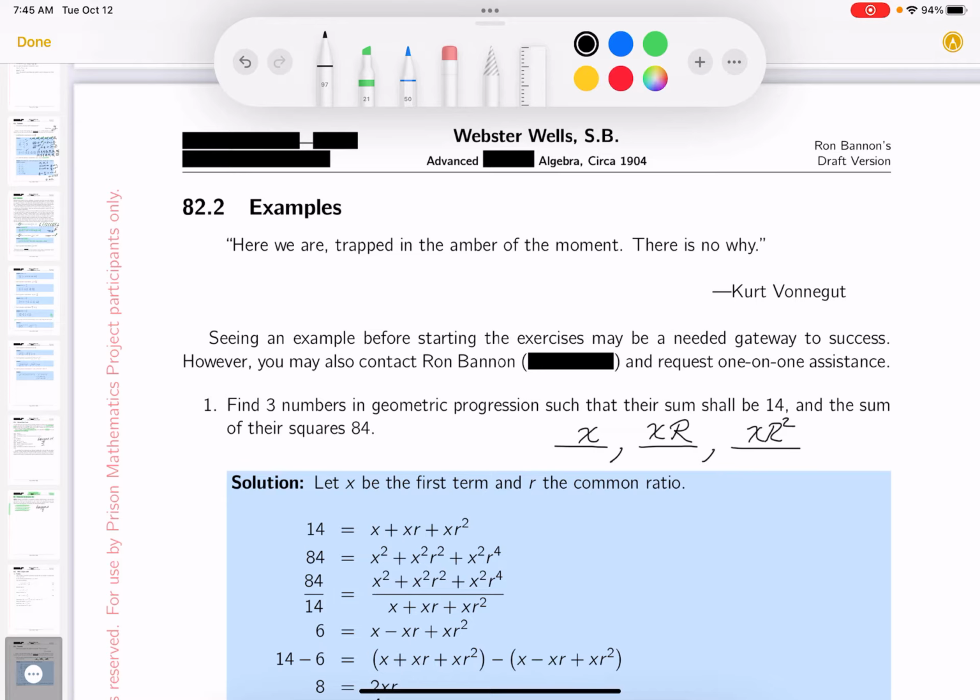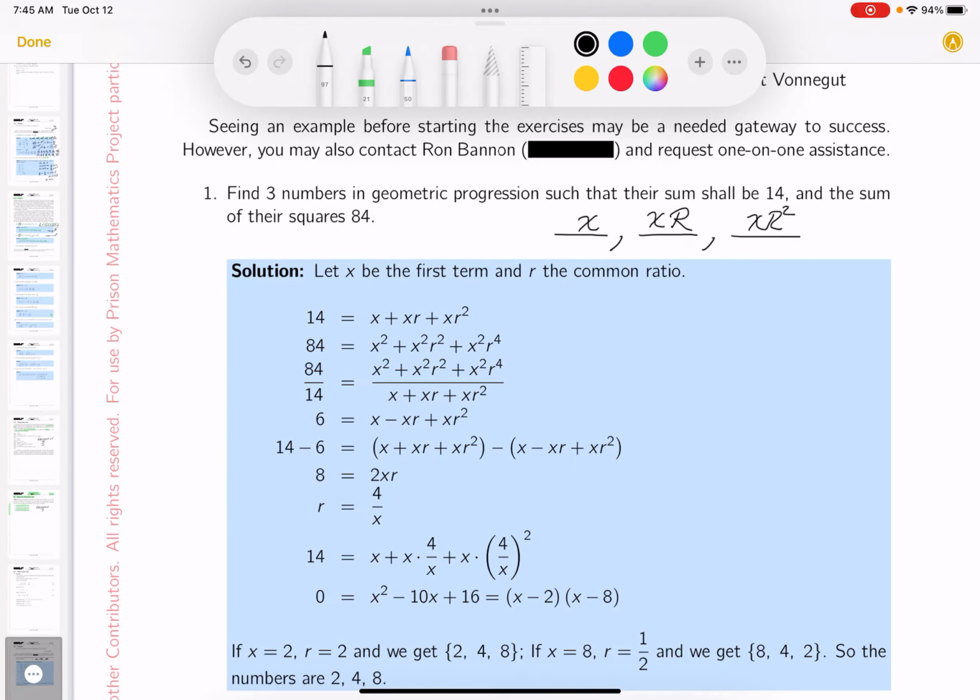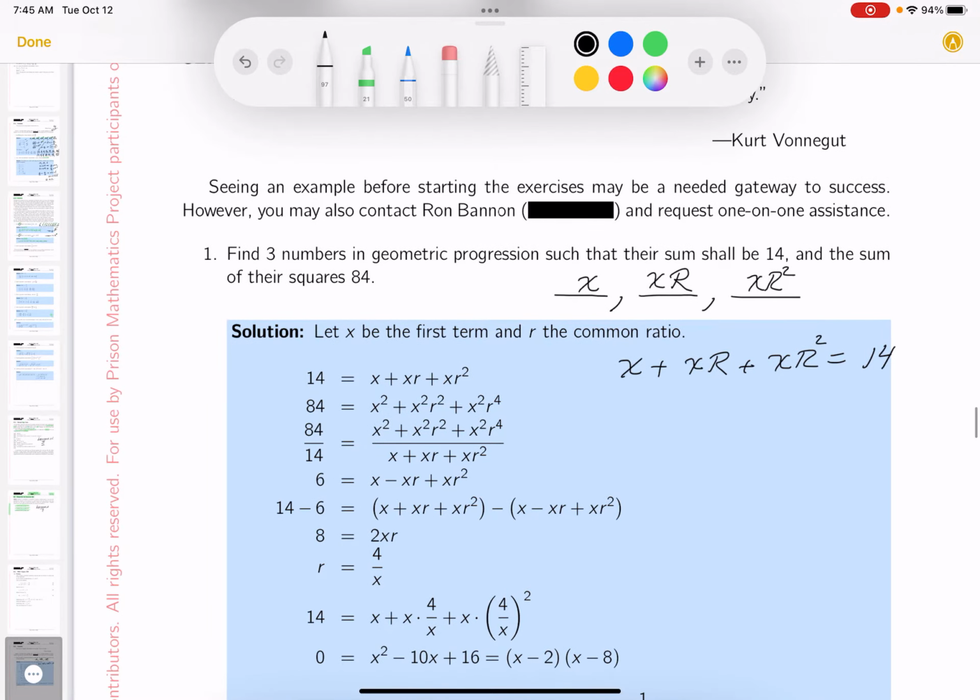Now, what do they tell me? They want me to find these 3 terms such that their sum is 14. So I'll write that down for you. x plus xr plus xr squared is 14. All right, what's the next thing to say? And the sum of their squares. Well, I'm going to write their squares down now. x squared plus x squared r squared plus x squared r to the 4th is equal to 84.